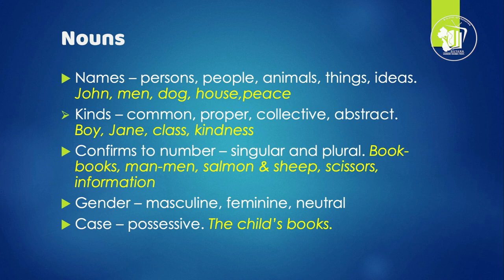Then we have nouns which conform to number. And so when we talk about number, we talk about singular and plural. And our examples show book, books, man, men, salmon, and sheep. And with salmon and sheep, we can see that these are the irregular ones.